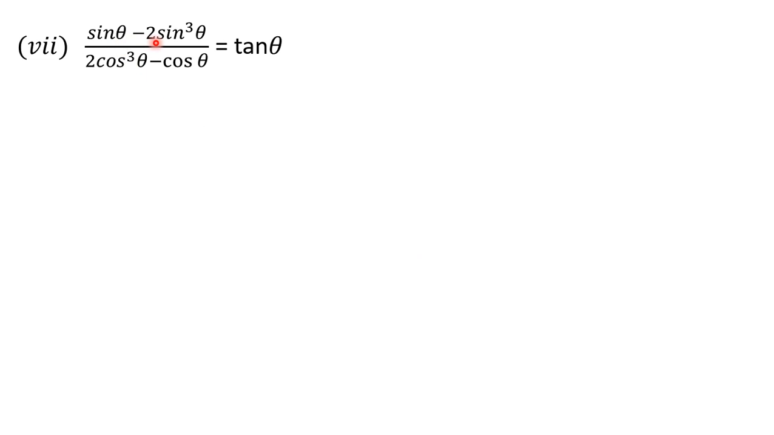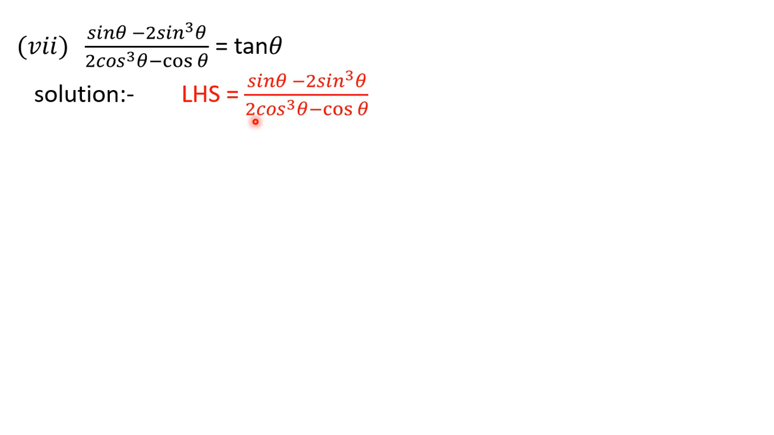Now let's talk about the next problem of this question number 5: sin theta minus 2 sin cube theta upon 2 cos cube theta minus cos theta is equal to tan theta. We take the left hand side of the given problem, sin theta minus 2 sin cube theta upon 2 cos cube theta minus cos theta. Observe that in the numerator sin theta is a common term, and in the denominator cos theta is a common term. So we take out sin theta from the numerator and cos theta from the denominator.